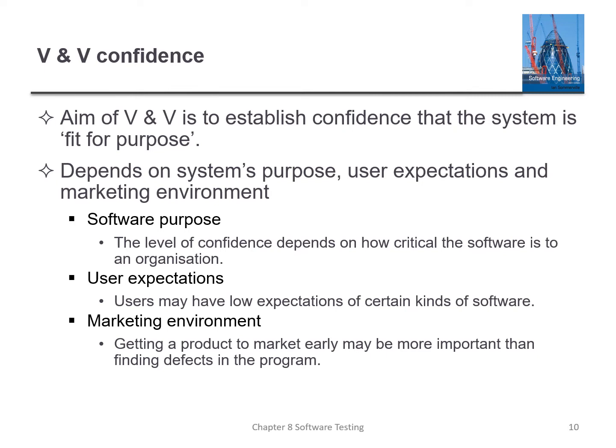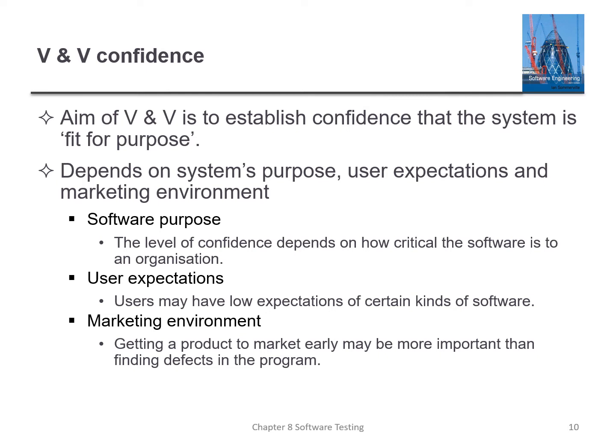Sometimes the system being developed is not a critical system. Maybe some of the functionality is just to support the management, for example, so it might not be too critical. So maybe the level of V and V is slightly lower. Maybe the user has low expectations. As I mentioned just now, if the system purpose is not too critical, the user expectation is slightly lower.